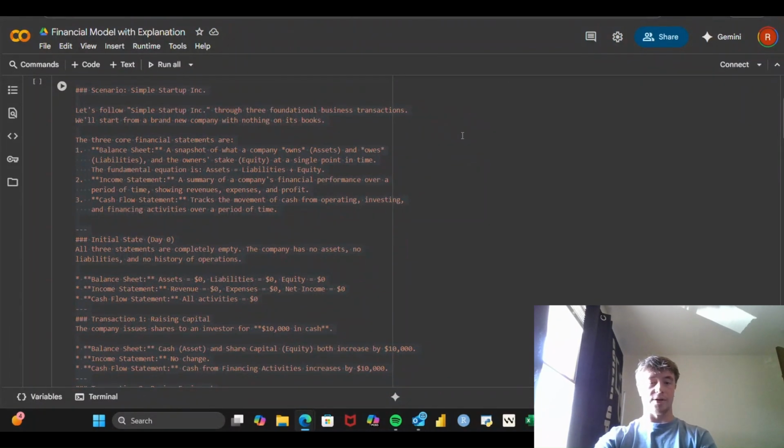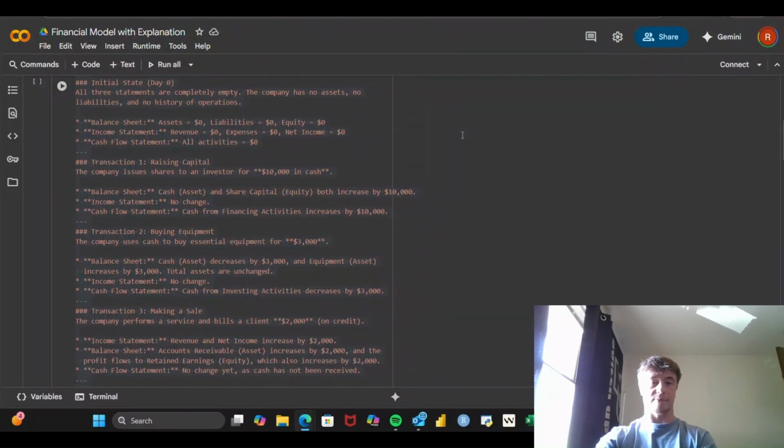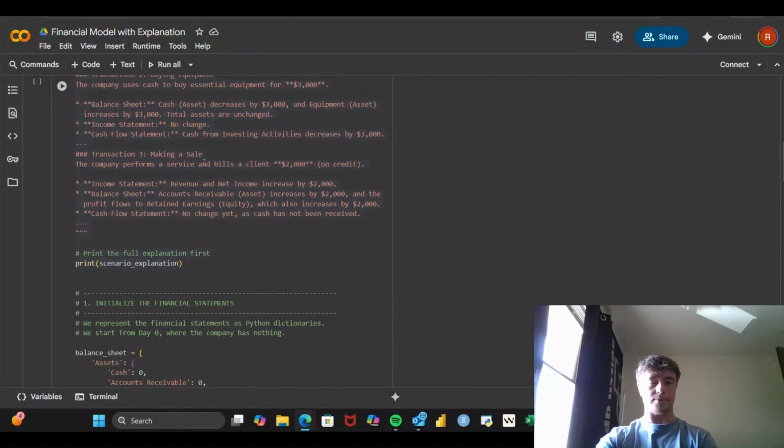So moving to the first day of this company, there's actually nothing on the balance sheet. We're acting as if this is a brand new company and they have done nothing so far. So $0 in everything, as you can see here.